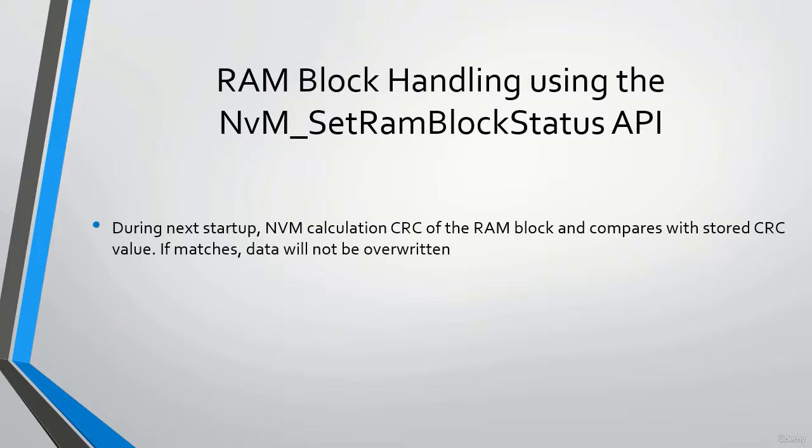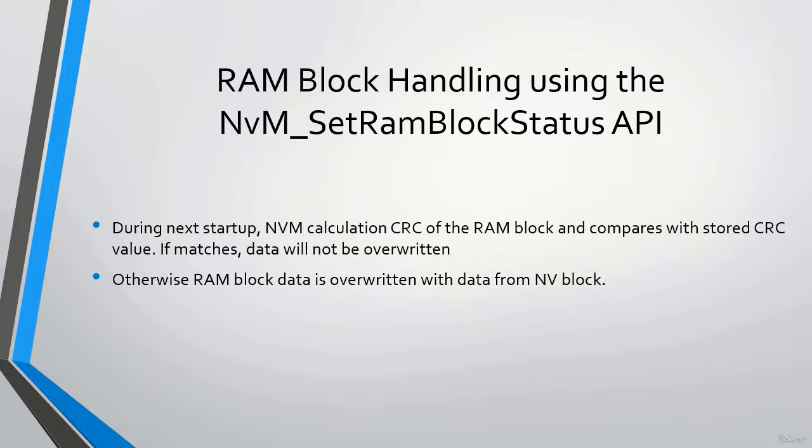If it matches, the data will not be overwritten. So if the data is matching, we will not overwrite the data. Otherwise, the RAM block data is overwritten with the data from the NV block. So if the CRC check during the next startup gives a matching value, then we will not need to overwrite this value, but otherwise, we will have to take the backup from the NV block.